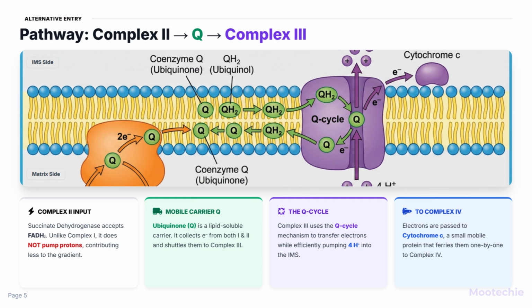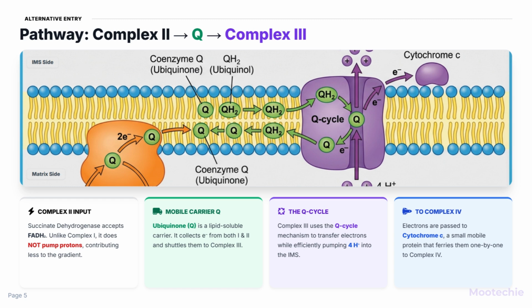Next, we explore an alternative entry pathway, from complex 2 to Q to complex 3. This slide highlights that complex 2, or succinate dehydrogenase, accepts FADH₂. A key difference is that, unlike complex 1, it does not pump protons, which means it contributes less to the overall proton gradient. The mobile carrier here is ubiquinone or Q, a lipid-soluble molecule that collects electrons from both complex 1 and 2 and shuttles them to complex 3.